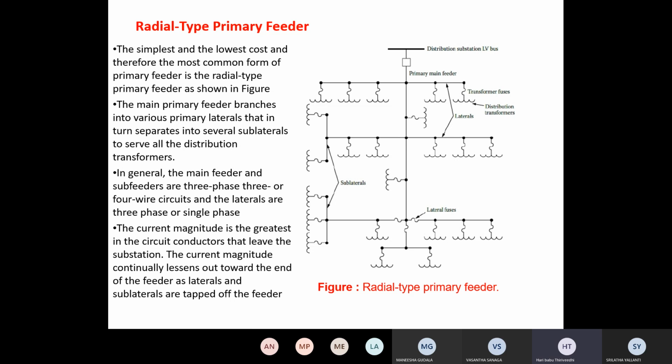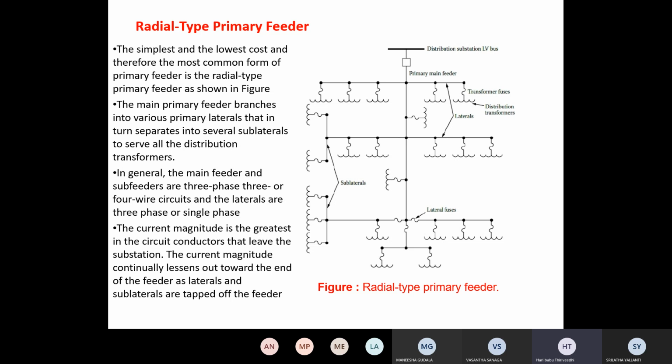In general, the main primary feeder and sub feeders are three-phase, three-wire or four-wire systems. The main primary feeder or sub feeders may be a three-phase three-wire or three-phase four-wire circuit, and the laterals are three-phase or single-phase. Sublaterals are mostly single-phase, or sometimes three-phase also.